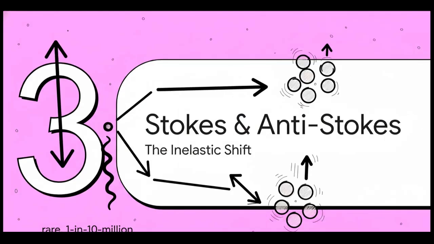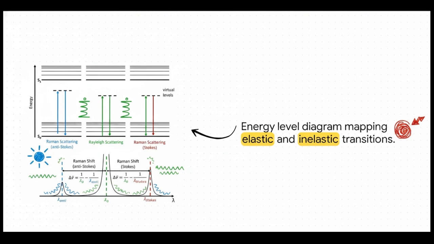All right, Section 3, Stokes versus Anti-Stokes, the inelastic shift. Let's look a little closer at those incredibly rare 1 in 10 million inelastic Raman scattered photons and see exactly where their energy goes. Notice how the arrows chart the precise energy transfers happening inside the molecule. The green arrows in the middle show the elastic Rayleigh scatter. Basically, what goes up comes down equally.